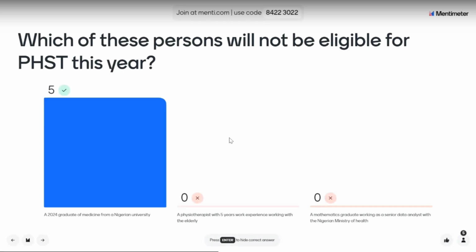You need 2 years work experience before the start date of training. Yeah, and somebody that's graduated in 2024 is not likely to have that by August 2025.